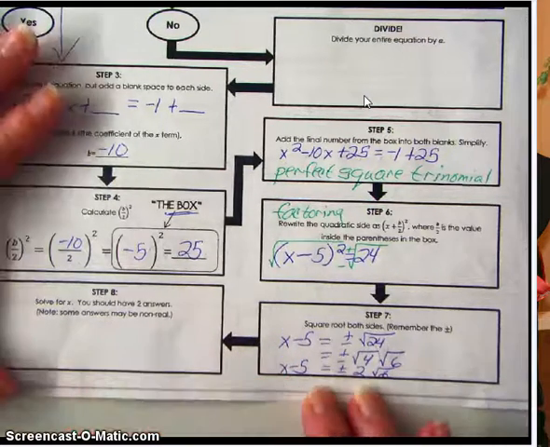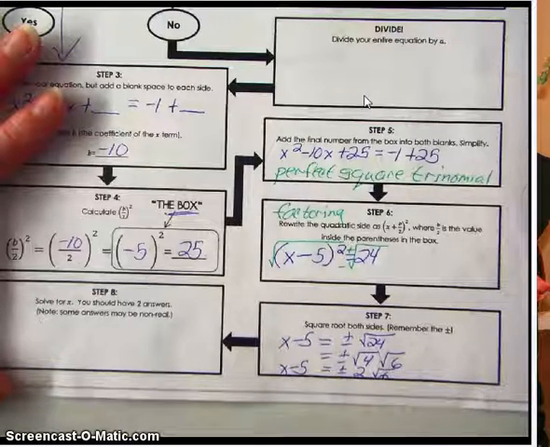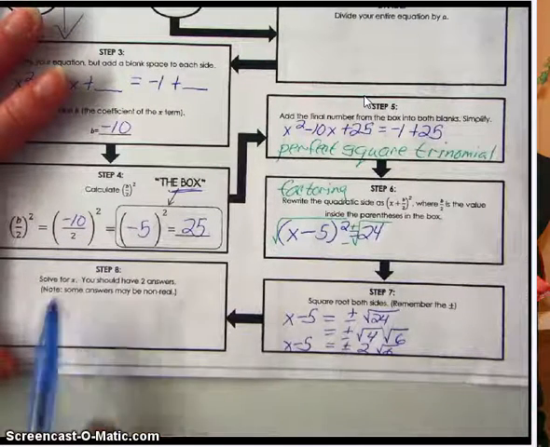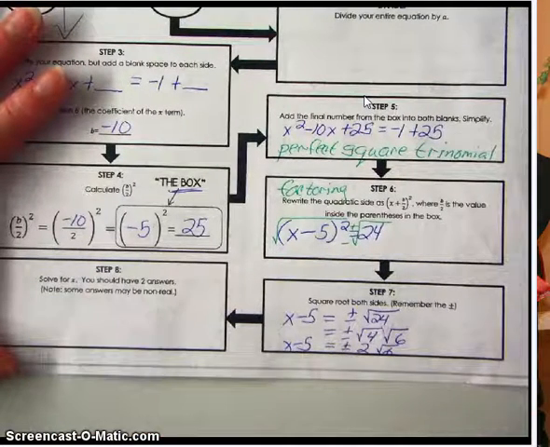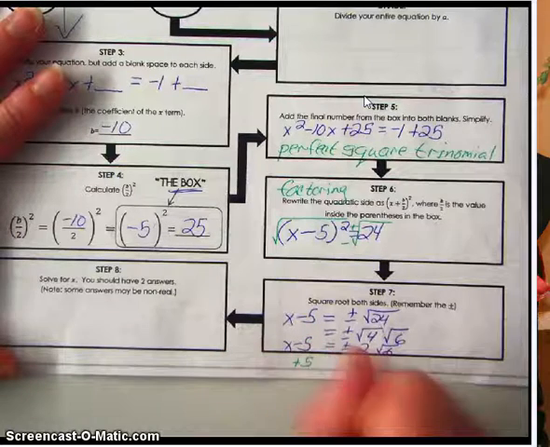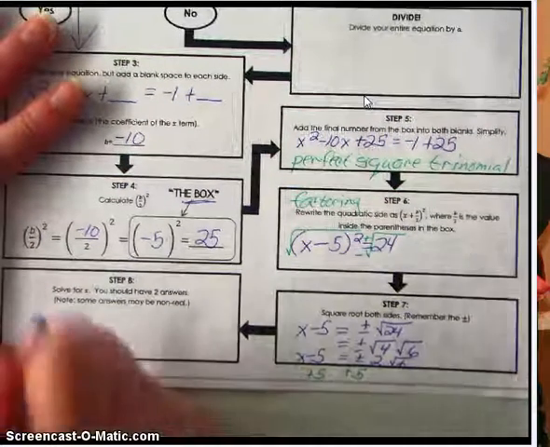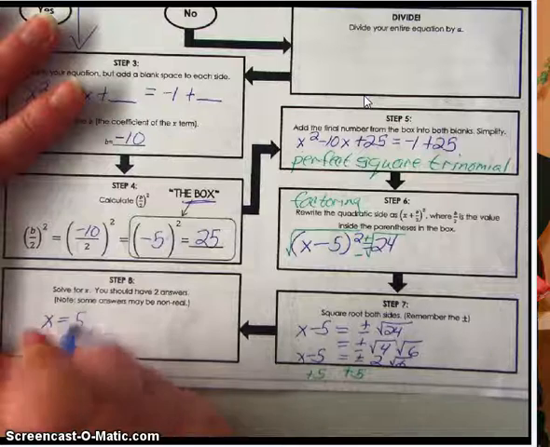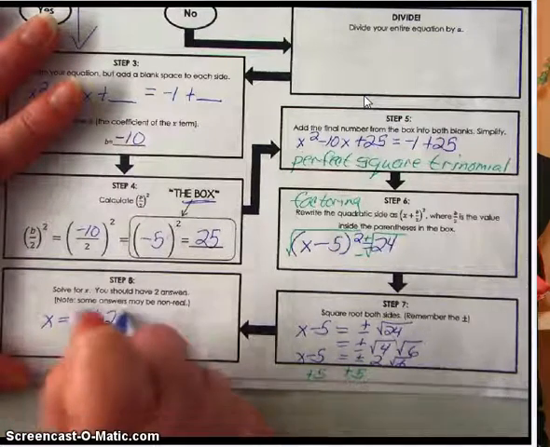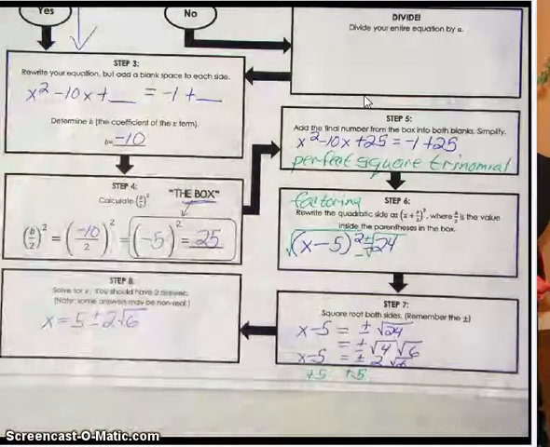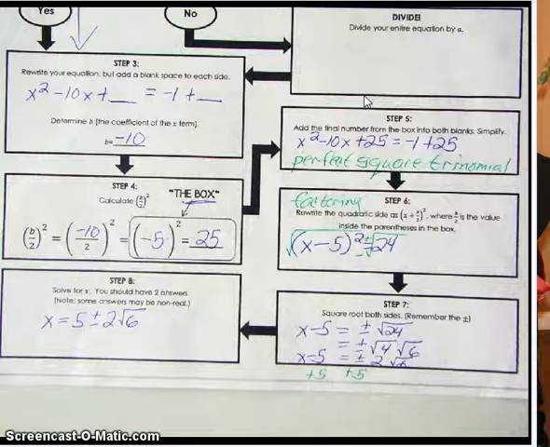All right. And then step 8 is solve for x. So I have to get x all by itself. I'm going to add 5 to both sides. All right. So my final answer will be x equals 5 plus or minus 2 square root of 6. All right. That's it.